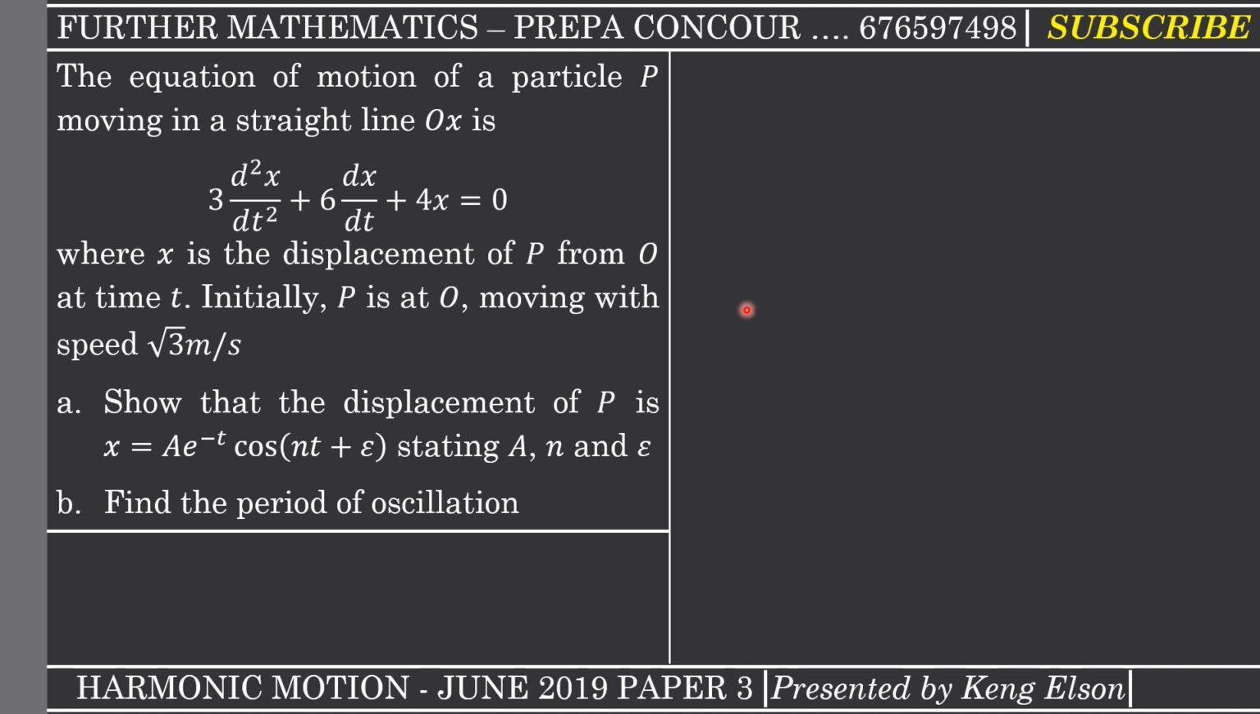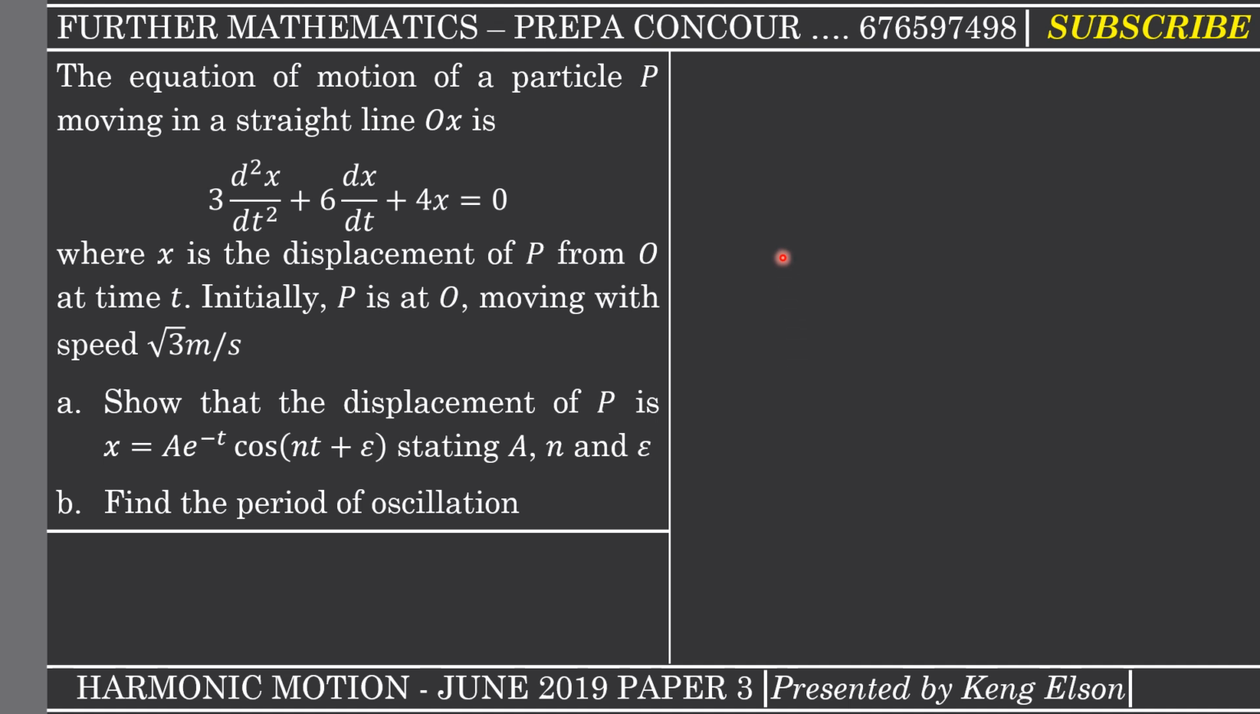All right, so let me read this question and then we analyze together. The equation of motion of a particle moving in a straight line OX is given by this. x is the displacement of the particle from O at time t. Initially the particle is at O, moving with speed √3 meters per second. Show that the displacement of the particle is x equals a e to the negative t cos(nt plus epsilon), stating the values of a, n, and epsilon. Then find the period of oscillation.